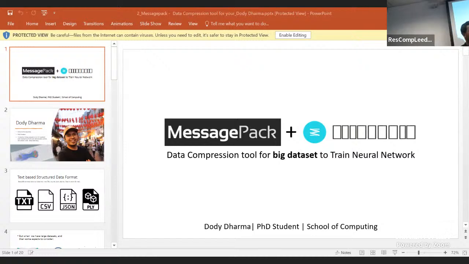Okay, good afternoon, everyone. Today I will talk a bit about a simple tool, but quite powerful, especially for my research. I will talk about MessagePack, and this belongs to Zstandard, actually, Zstandard compression. So this is a compression tool for the data sets I use in my neural network training.